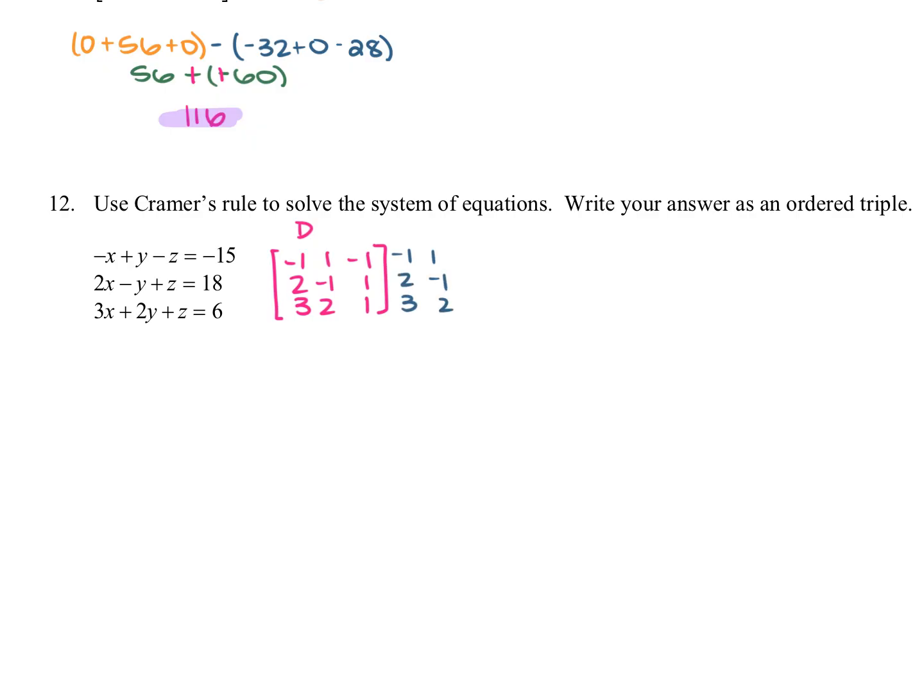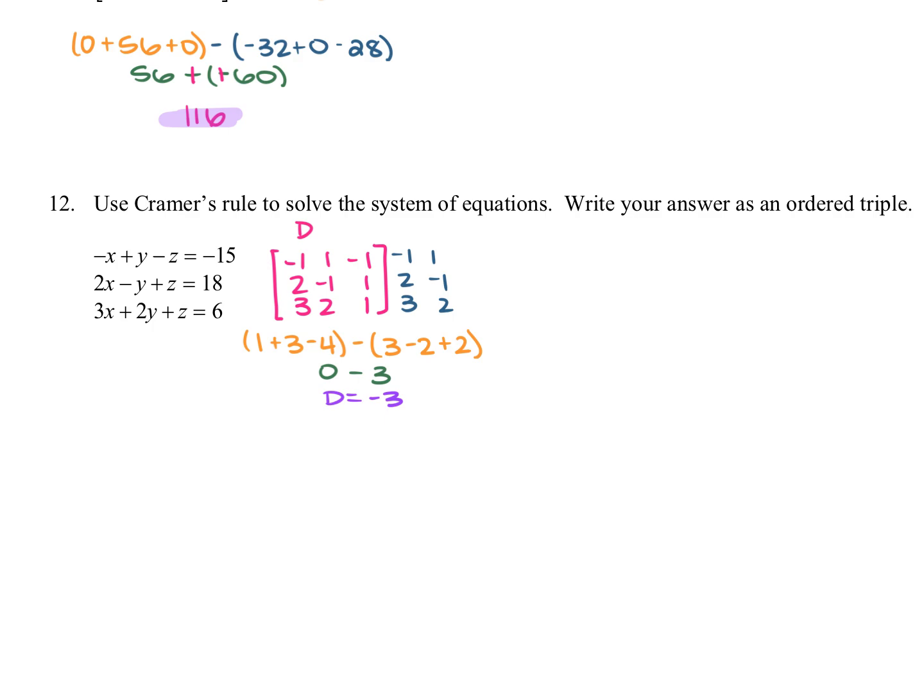Find your determinant. So you have negative 1 times negative 1 times 1 is 1. 1 times 1 times 3 is 3. Negative 1 times 2 is negative 4 [sic]. Minus 3 times negative 1 is 3. 2 times 1 times negative 1 is negative 2. And 1 times 2 times 1 is 2. This gives you 4 minus 4, which is 0, minus 3 minus 2 plus 2, which is just 3. So your determinant is negative 3.